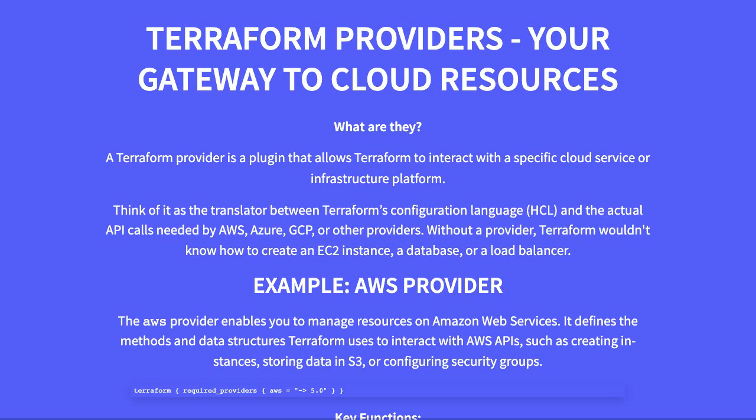Think of it this way: Terraform speaks its own language, HCL, but the cloud needs to hear a different language. The provider takes care of converting that communication. For example, the AWS provider lets you work with all sorts of things in AWS, from virtual machines to databases. And Terraform automatically finds and uses these providers for you, making it super easy to get started.